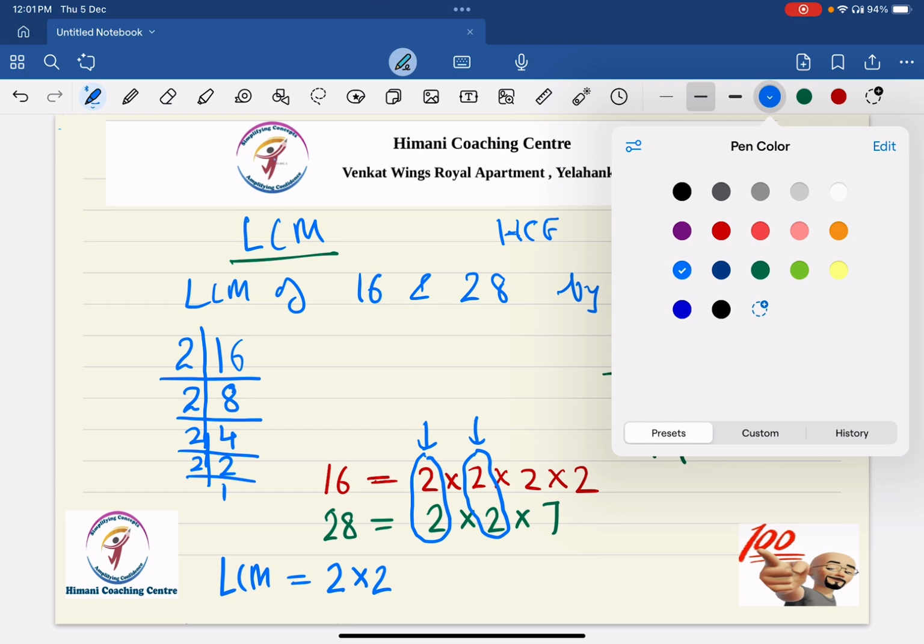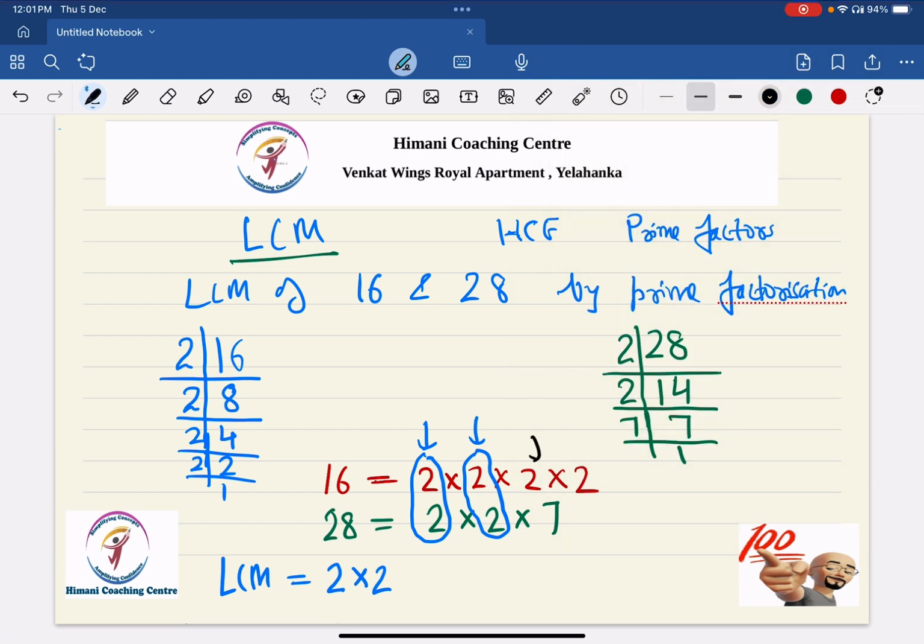So I will use a different color just for making it clear. See, this number and this number are not common. So we will write them. So 2 into 2 into 2 into 2 into 7. And now if we multiply this, we will get the LCM of 16 and 28 by prime factorization. Now let's do the multiplication. So 2 times 2 is 4, 4 times 2 is 8, 8 times 2 is 16, and 16 times 7 is 112. So we find that 112 is the LCM of 16 as well as 28.